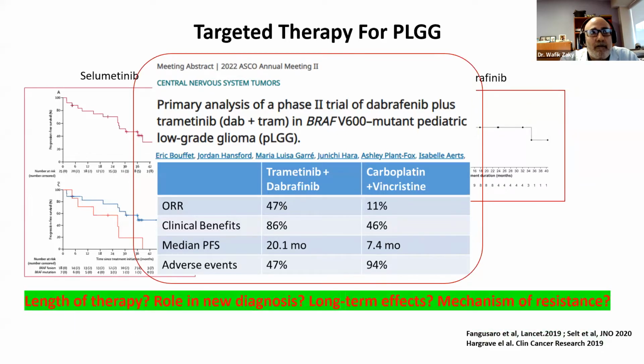Still, there are lots of questions about the role of targeted therapy in low-grade glioma, like what's the length of therapy, what's the role in new diagnosis, and what's the long-term effect. We know some of these drugs cause skin cancer. And what's the mechanism of resistance for the patients who have progressive disease, which is almost 1/3 to half of the patients who don't respond to this targeted therapy. So this is to be determined, but it gives promise for the patients who have really failed standard of care.